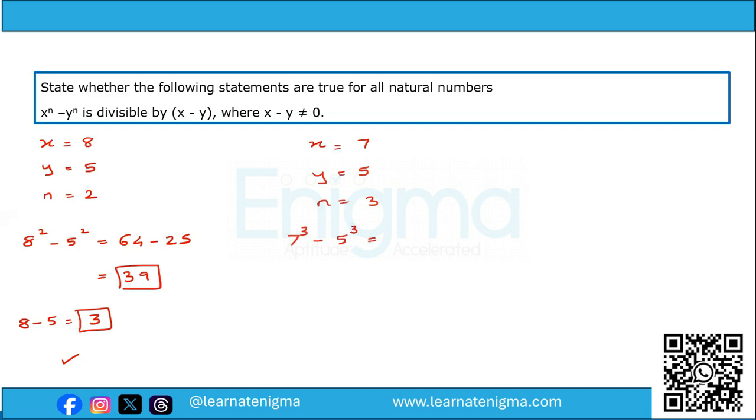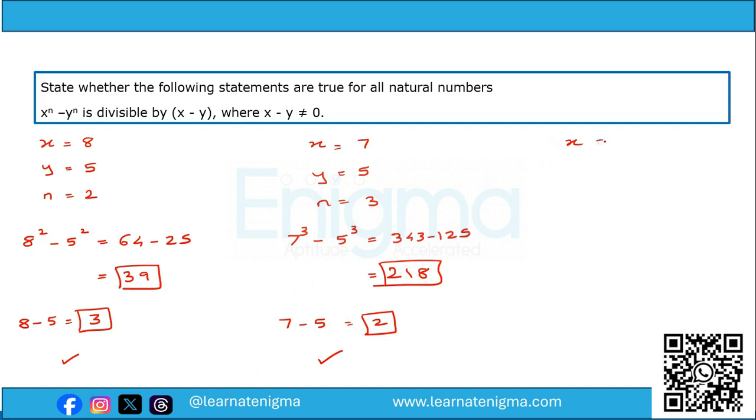7 cube is 343 minus 5 cube, that is 125. Now 343 minus 125, that comes out to be 218. Now this should be divisible by 7 minus 5, that is 2. Now 218 is an even number and this difference is 2. So therefore we can conclude that the given statement is true for these values of x, y, and n as well.